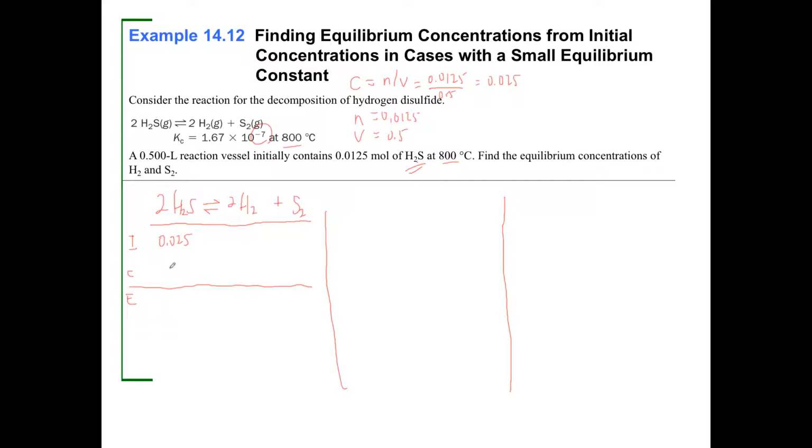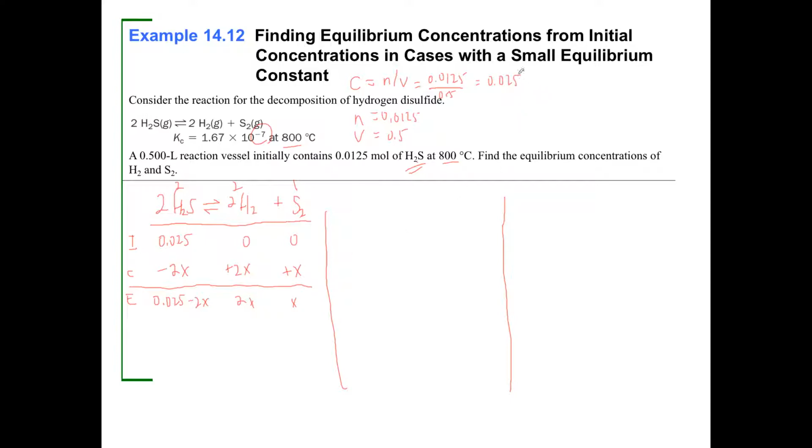In the change, can you see that this is a 2 to 2 to 1? So the change here is going to be minus 2x because these were 0. This is going to be plus 2x. This is going to be plus x. Can you see that? See, the equilibrium concentration is 0.025 minus 2x. This is going to be 2x, and this is going to be x, because it's 0 plus 2x.